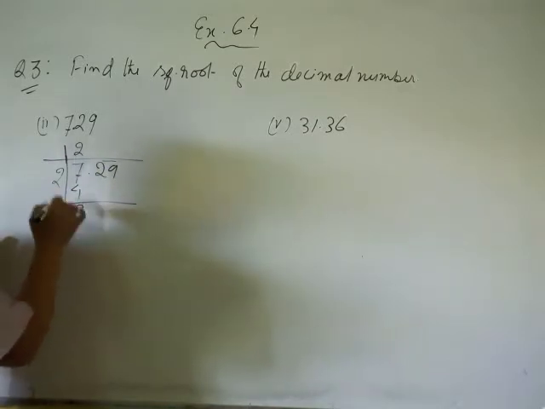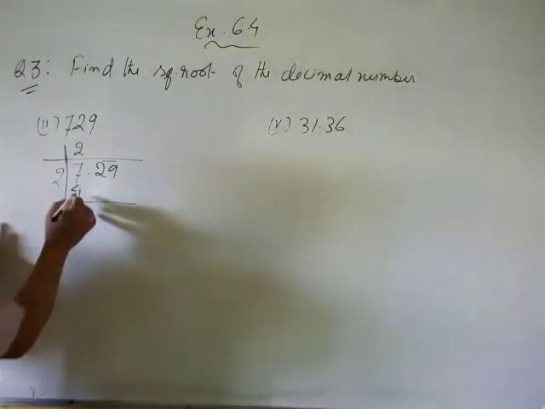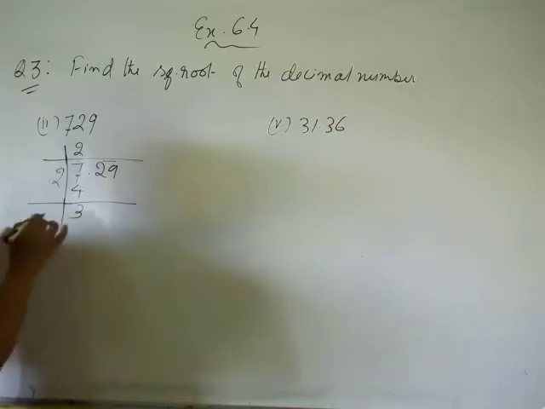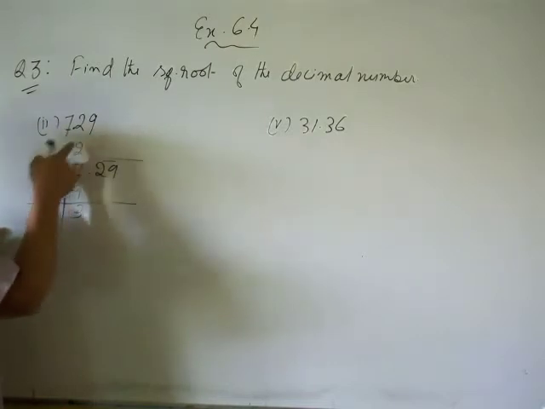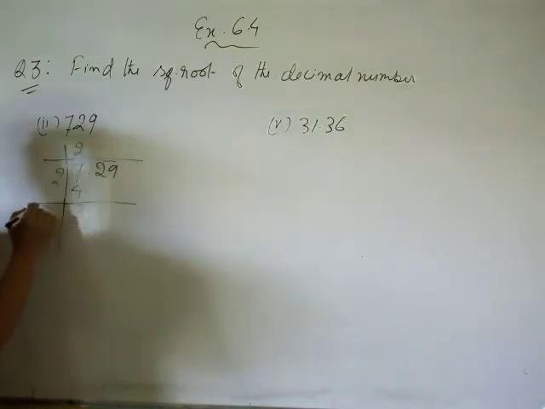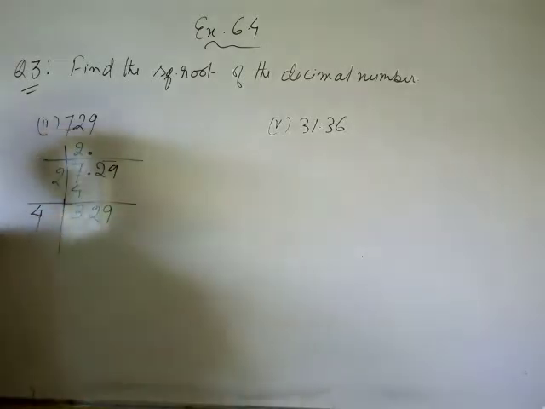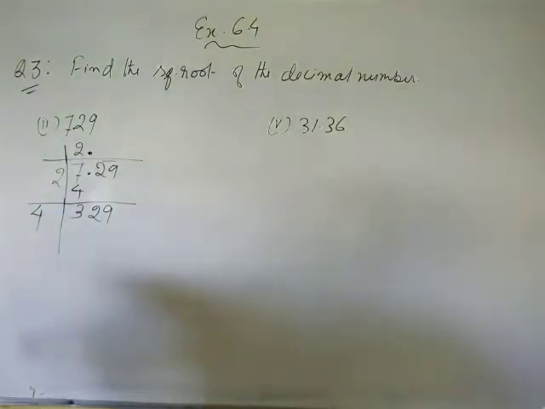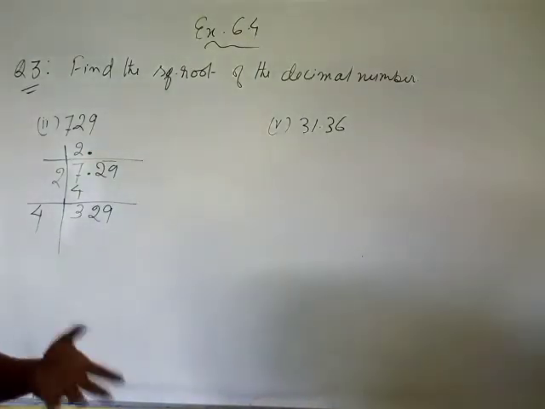Now after that we get the remainder 3 here. But this 3 has to be divided by another number. We have to double this portion. 2 2s are 4. Can 4 divide this 3? No. We have to bring down this 29. To bring down this 29, this number will be here. Now we can get 329. We are going to divide this 329 by a number.